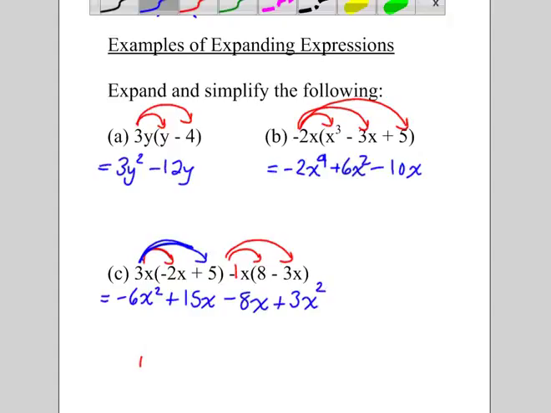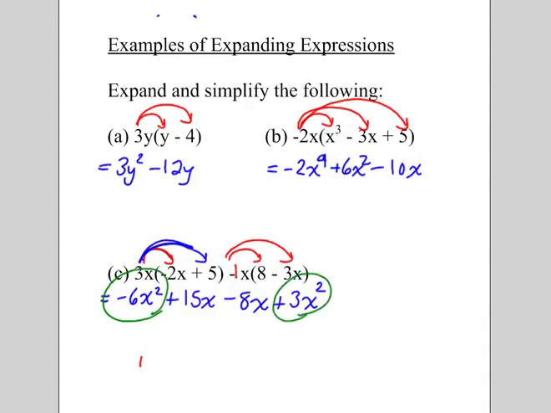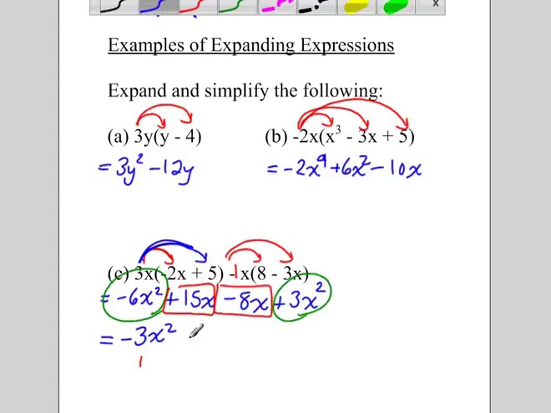And now you're going to collect your like terms. So in this case, you've got a negative 6x squared plus 3x squared. That's going to give you negative 3x squared. And then your 15x minus 8x will give you plus 7x. So when you can collect like terms, then you do. If you can't, then you can't. And so really there's nothing new in this video. It's just combining a few topics that we've already looked at into kind of one topic.